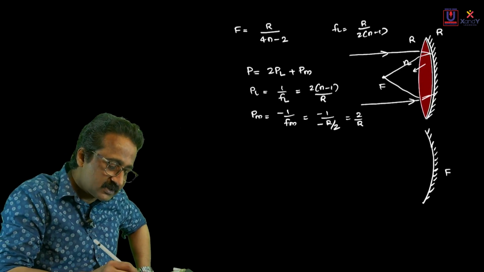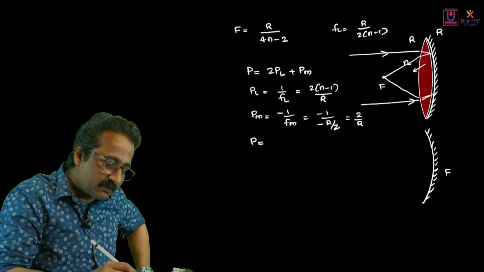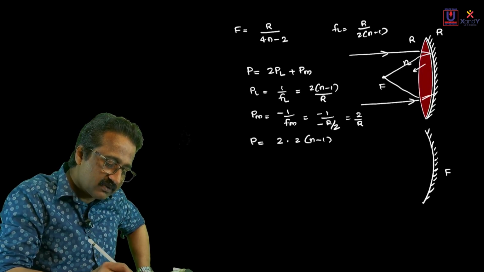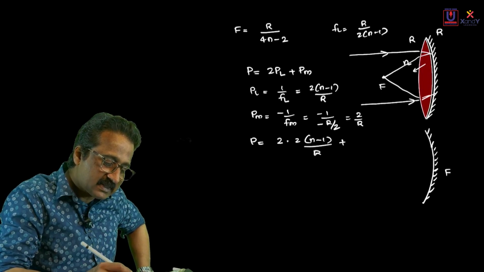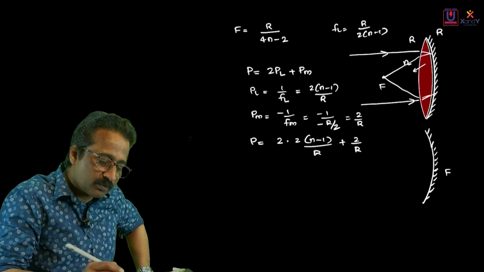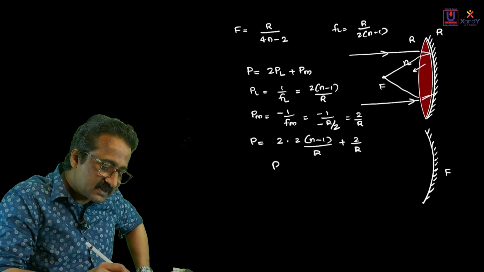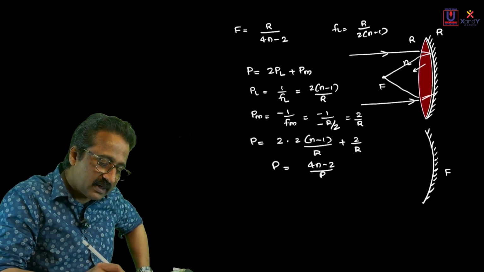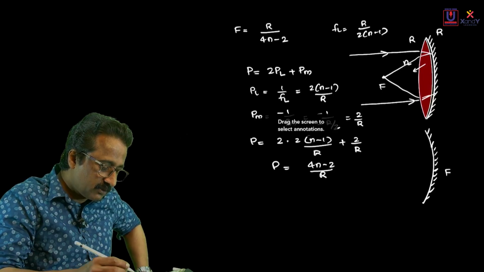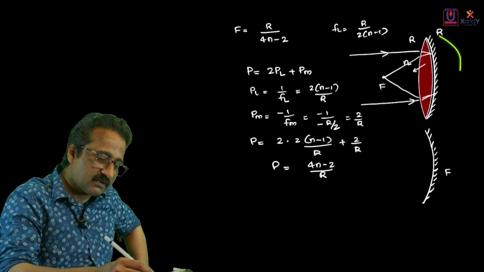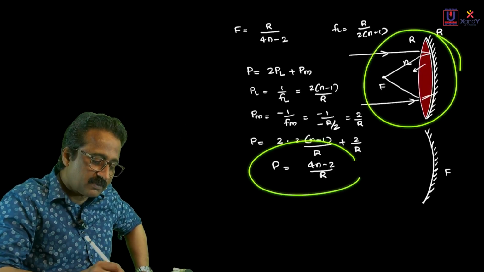Now, let's find what's the total power. Total power is 2PL plus PM. So, 2 into PL is okay, 2 into n minus 1 divided by r. That plus then comes PM, which is 2 by r. Simplifying this, you will get total power as 4n minus 2 divided by r. So that is the total power of the combination. If you have the full combination, the total power is given by this.